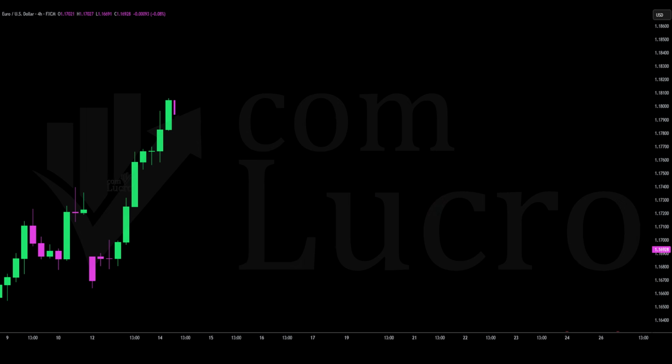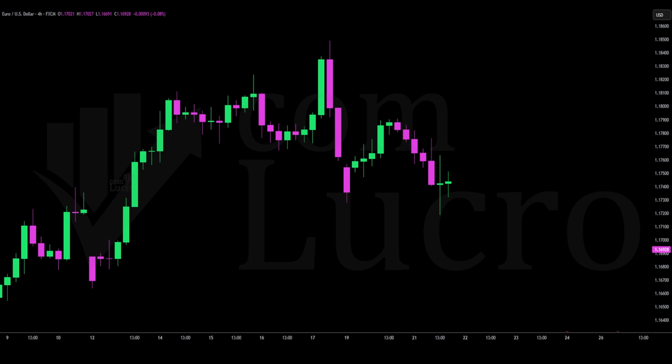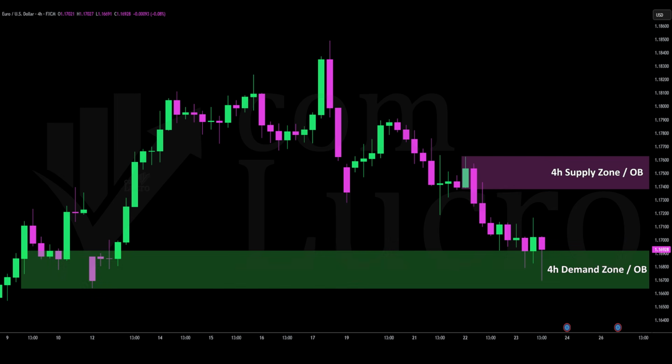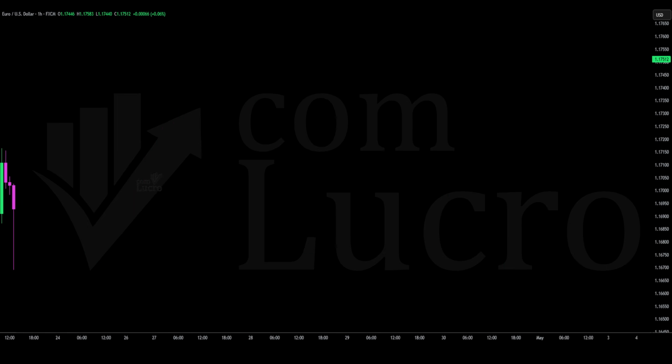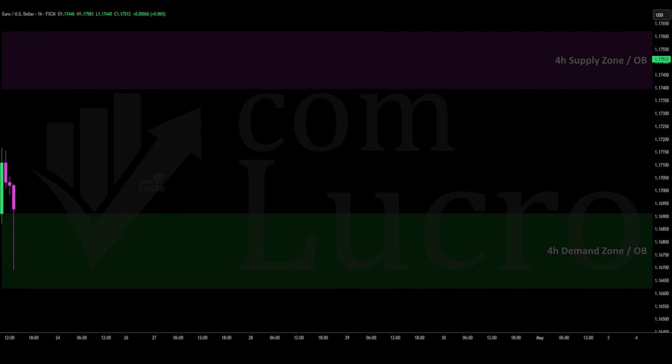In this example, we will be using the Euro-USD pair in the Forex market, analyzing both the 4-hour and 1-hour time frames throughout the entire setup. Let's begin by opening the 4-hour chart to identify the key zones and understand the broader market context. In this case, we have marked two important order blocks, one demand zone order block and one supply zone order block. Since price is currently trading inside the 4-hour demand zone, the next step is to move down to the 1-hour chart and look for a possible structural shift that could provide a high probability trading opportunity.